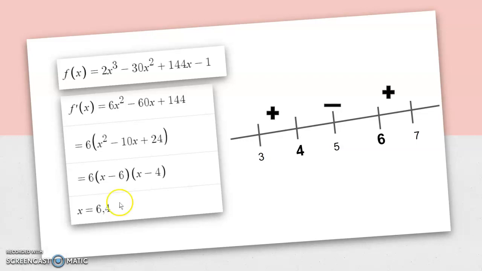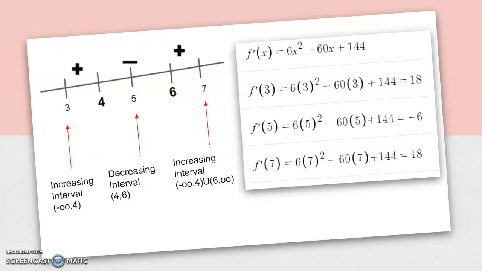Now we're going to use these numbers in between, so 3, 5, and 7, in between our points of 4 and 6 to determine the increasing and decreasing for the intervals in between. So we're going to plug those into each of the points to find the slope in this area. This can be seen here on this slide. We have each of those numbers plugged into the derivative.